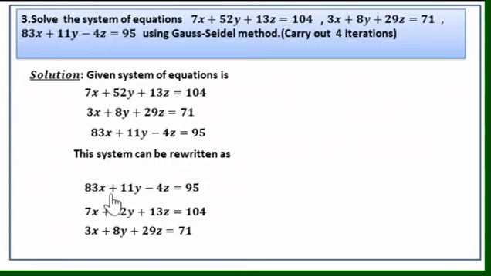Now we can apply the Gauss-Seidel method for this system. We solve for x, y, z from these 3 equations and write in the form of a table. From the first equation, solve for x: x(n+1) is 1/83 (95 - 11y(n) + 4z(n)). Similarly, y(n+1) is 1/52 (104 - 7x(n+1) - 13z(n)). And from the last equation, z(n+1) is 1/29 (71 - 3x(n+1) - 8y(n+1)).